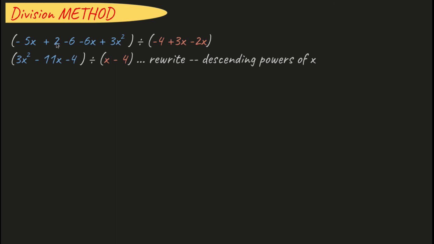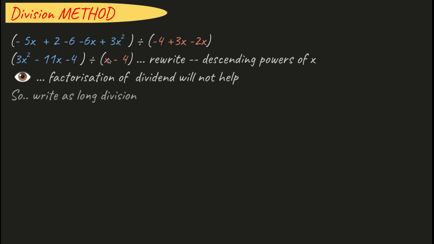So we've got 3x squared, that's the first one. Minus 11x, minus 6x, minus 5x, minus 11x. And plus 2 minus 6 minus 4. We simplify it and rewrite it in descending powers of x. We do the similar to the divisor. We look at this carefully and we see that we cannot factorize. Very important. You've got to look for factorization. So inspect it, you see you cannot factorize. And we write it as a long division problem.